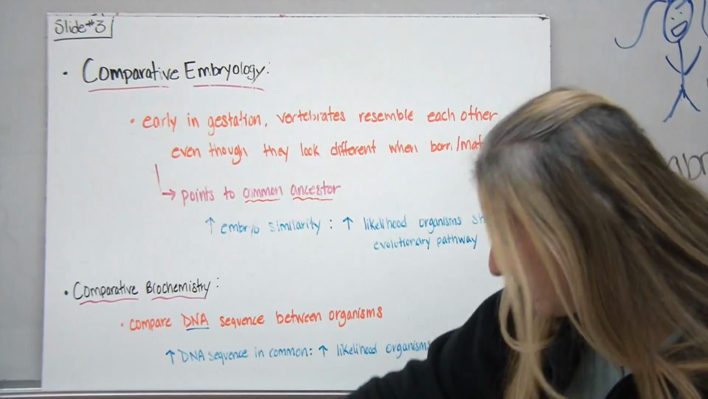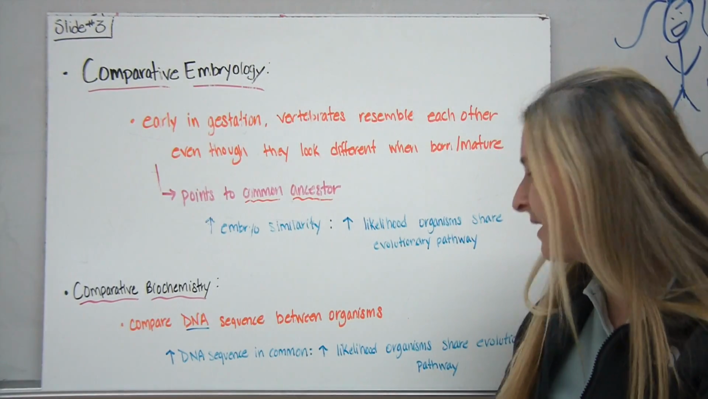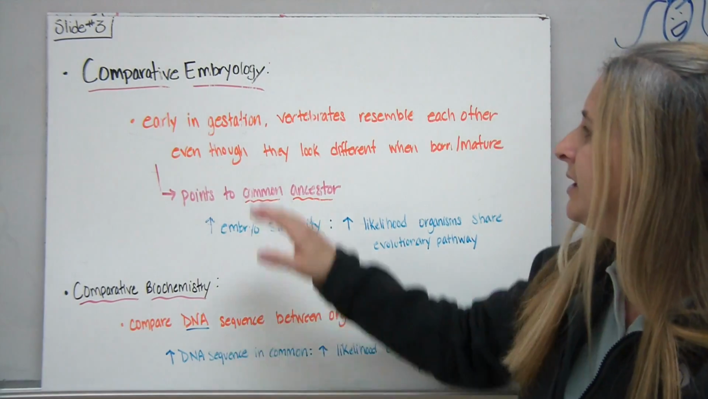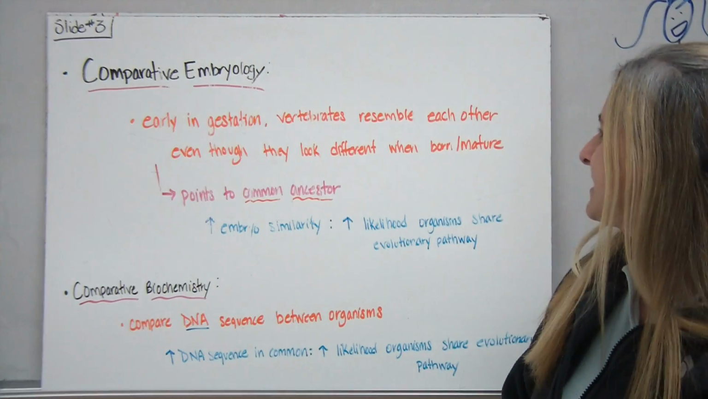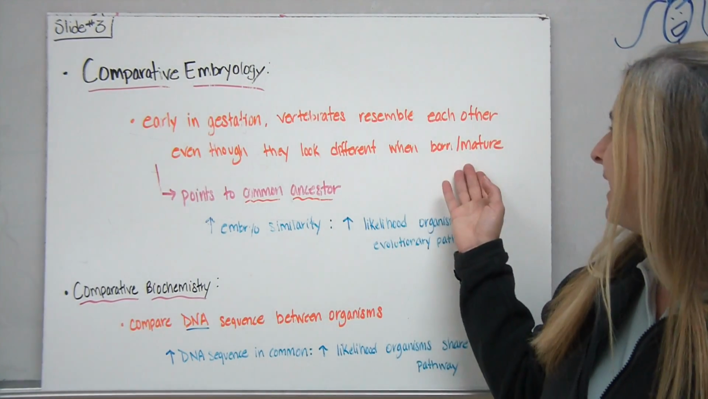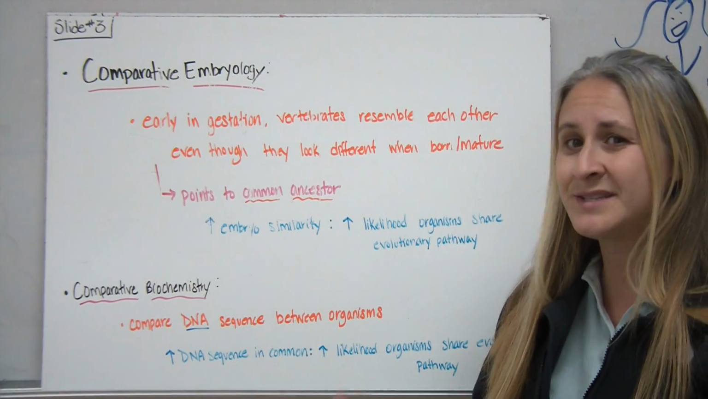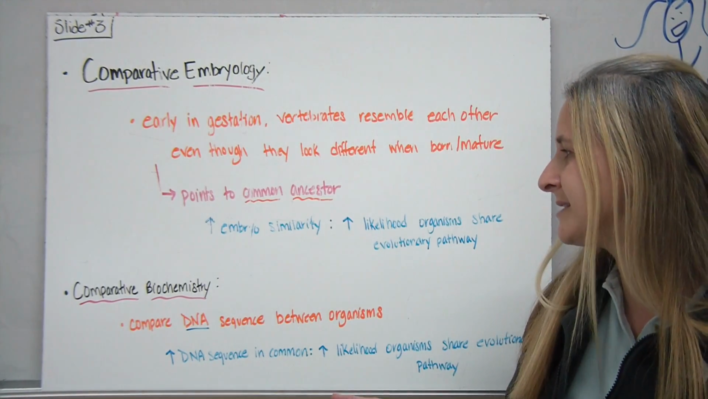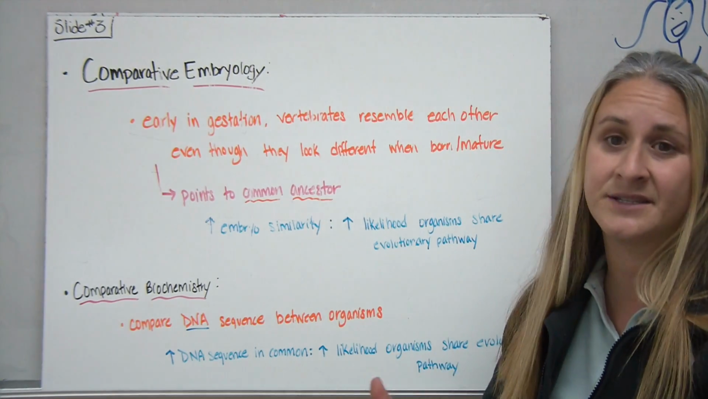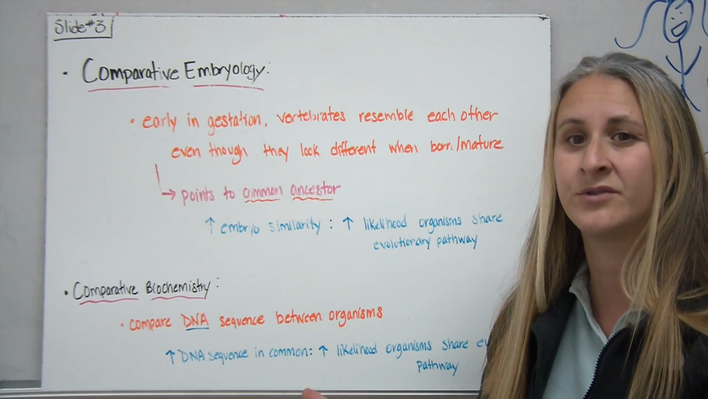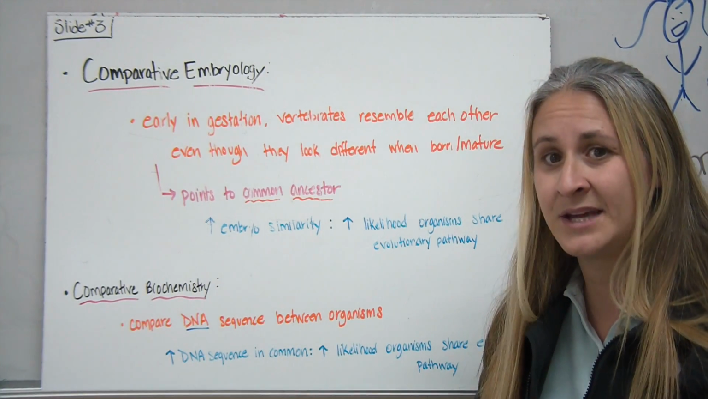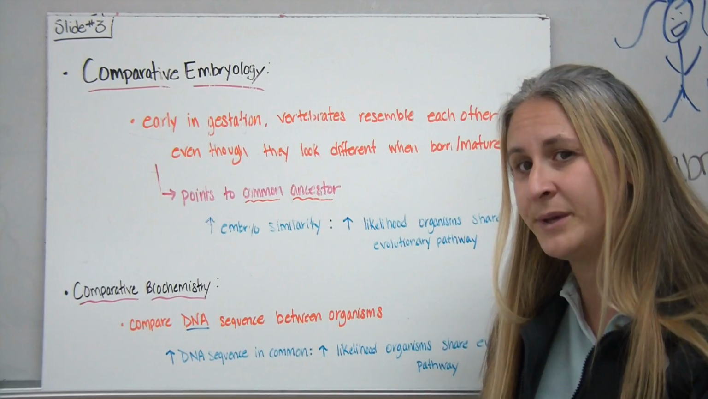Another type of evidence for evolution that we can use is comparative embryology. You probably recognize the root of that word being embryo. Early in gestation, vertebrates tend to resemble each other, even though they look different when they're born and as they mature. So this does help to point to a common ancestor. Nowadays, we know that this isn't as exact as it used to be. Some of the early drawings and early pictures that were used for comparative embryology were slightly exaggerated to show the relationships a little bit more.